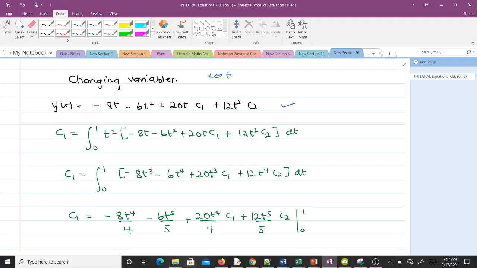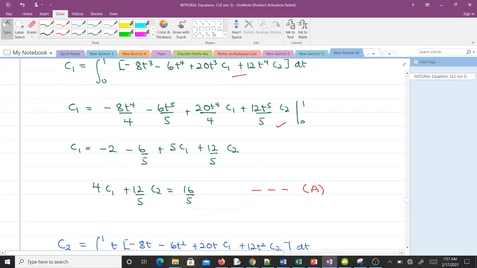So making a substitution into c1 is going to give us this. Because the whole of this is y of t. So we multiply it through by t squared. And that gives us this. And after that, we integrate with respect to t. And that gives us this. So the next thing is for us to put in our limits of integration. So putting in our limits of integration gives us this. And this, we can work around it, okay, to get this equation here. So 4c1 plus 12 over 5c2 equals 16 over 5. We call that equation A.